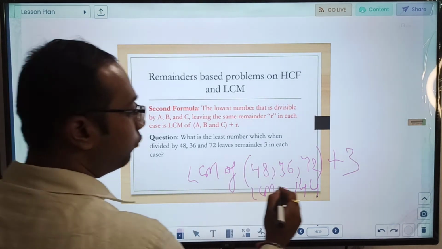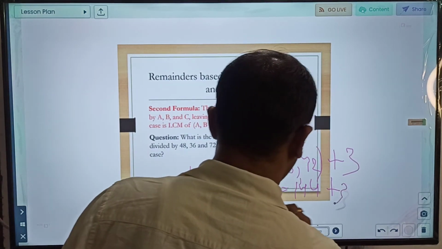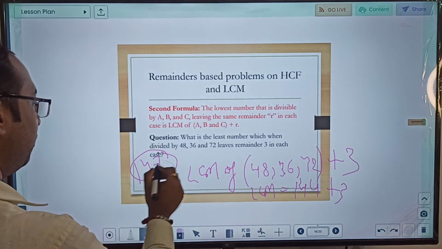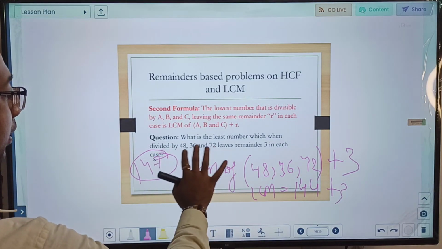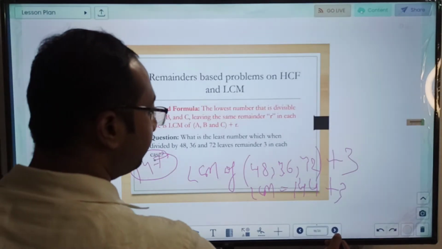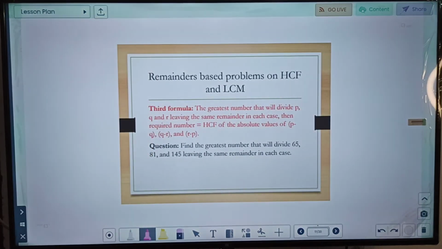So LCM will be 144 and 3. So basically our answer is 147. So least number is 147. If you divide it by these three numbers, remainder will be 3. This is how we will solve it. Let us see what the next formula has to say.